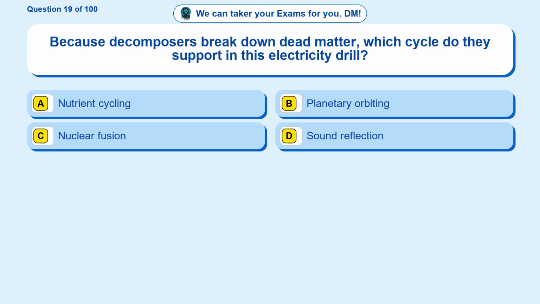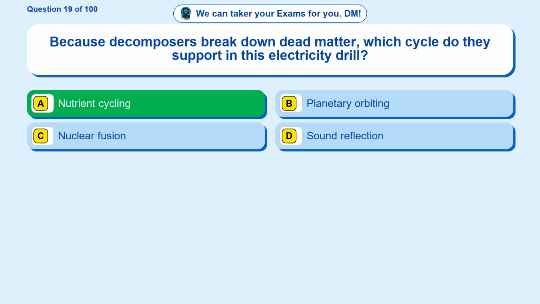Question 19. Because decomposers break down dead matter, which cycle do they support in this electricity drill? Option A. Nutrient cycling. Option B. Planetary orbiting. Option C. Nuclear fusion. Option D. Sound reflection. The correct answer is option A.